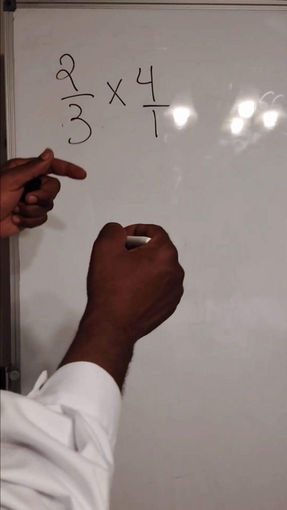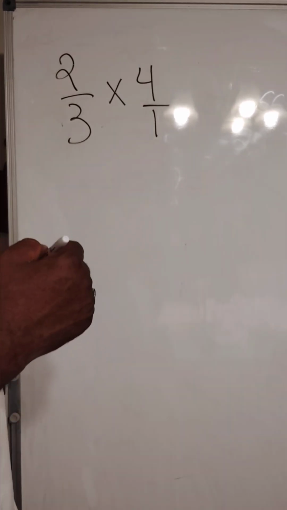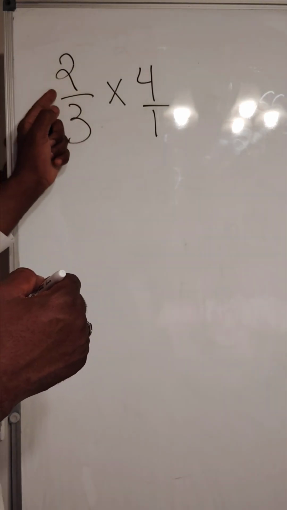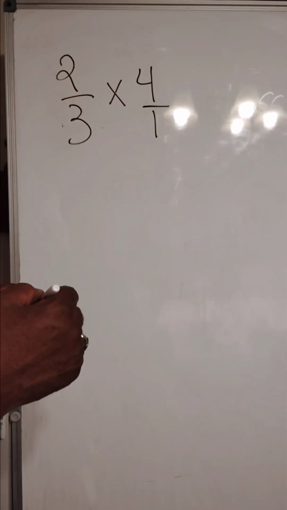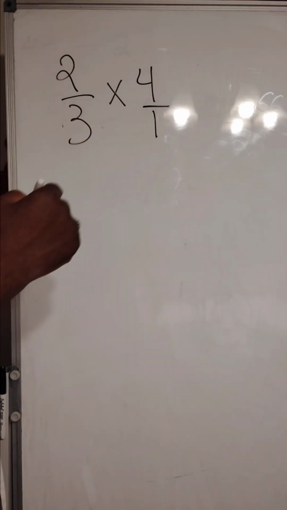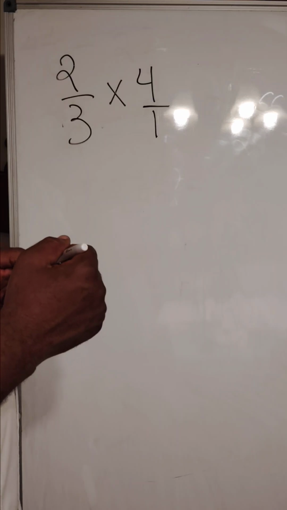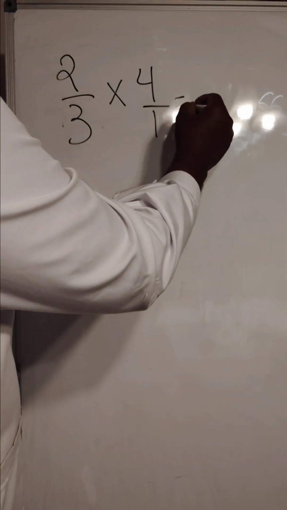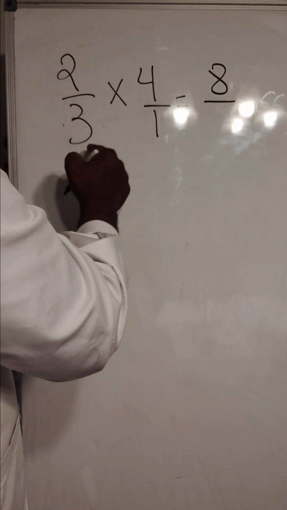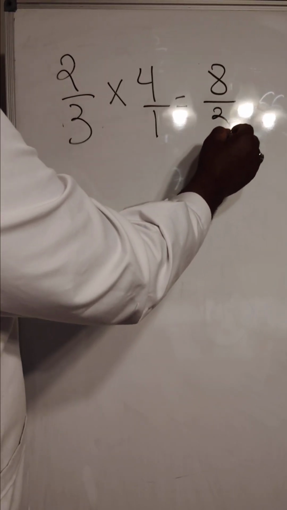All right? So once you do 4 as a fraction, now you remember, when I have a fraction times a fraction, I only can multiply the numerator with the numerator and the denominator with the denominator. So once you do that, you're going to have 2 times 4, you have an 8. Then you have 3 times 1, you're going to have a 3.